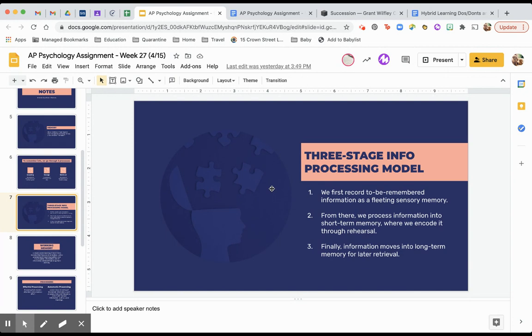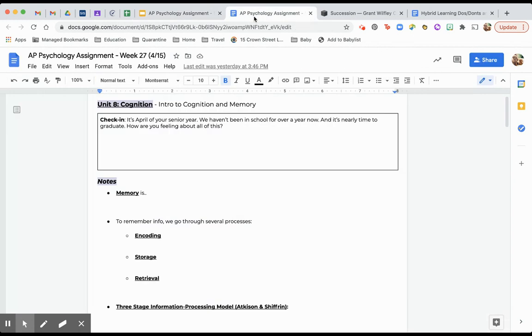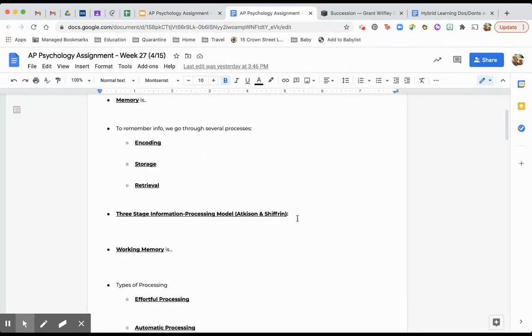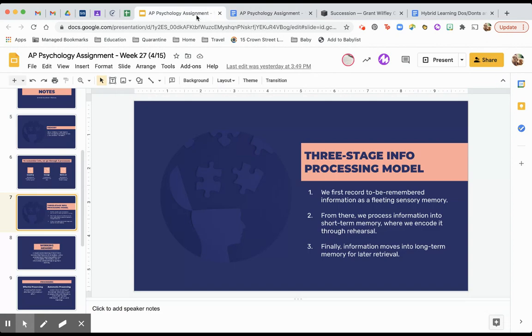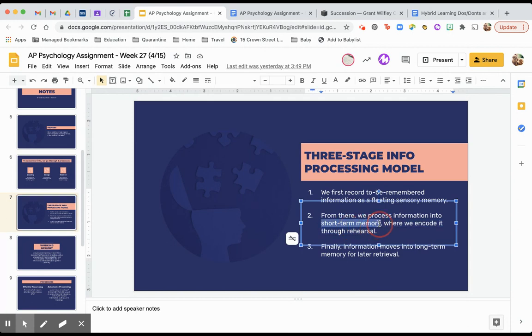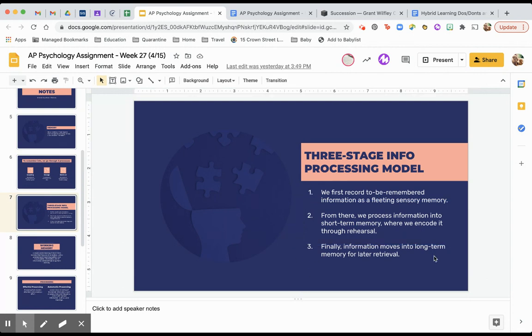So, there have been theories about how we process information, and one of them is called the three-stage info processing model. It's also called the Atkinson-Shiffrin model. Those are just the two guys who created it. Basically, it says we first record to-be-remembered info as a fleeting sensory memory. So, we're like, huh, here's something that I've learned. It is this quick little thing, we remember that. Then from there, we process the info into short-term memory. And we're going to talk about short-term memory in a second because not everybody thinks of short-term memory the same anymore, where we encode it through rehearsal. Finally, info moves into long-term memory for later retrieval.